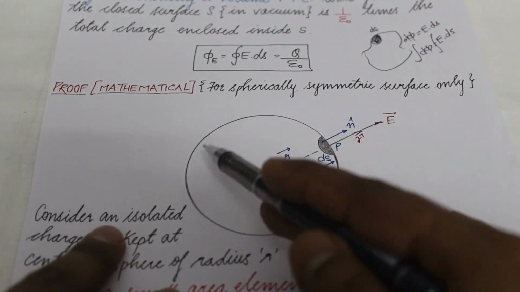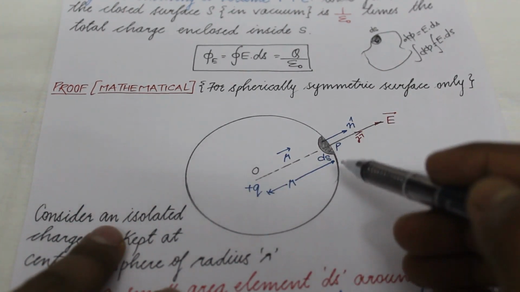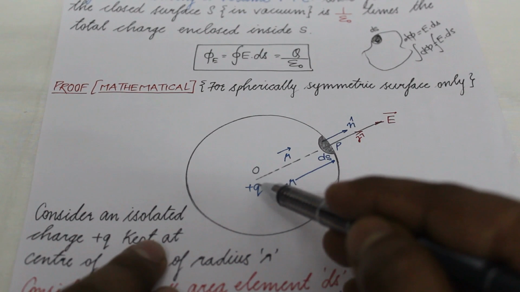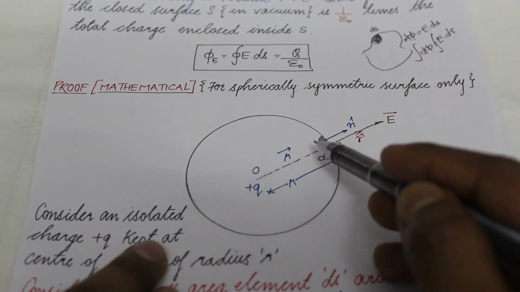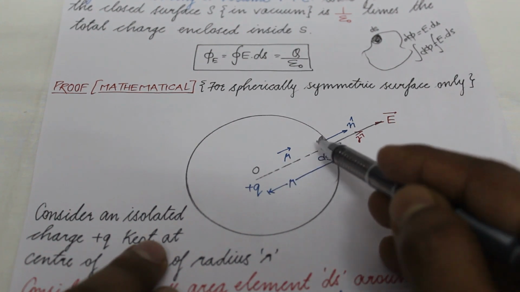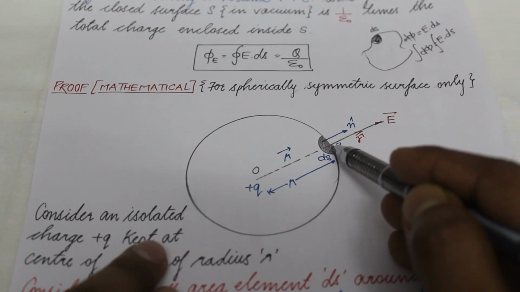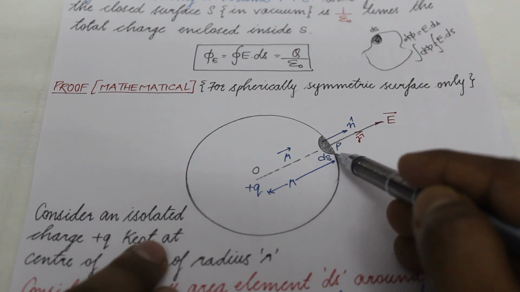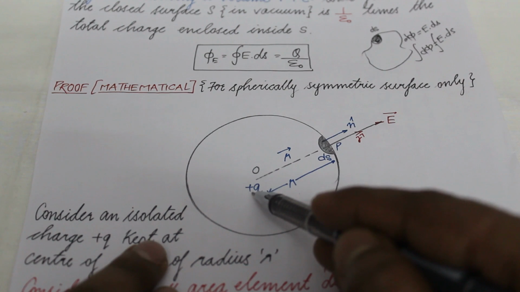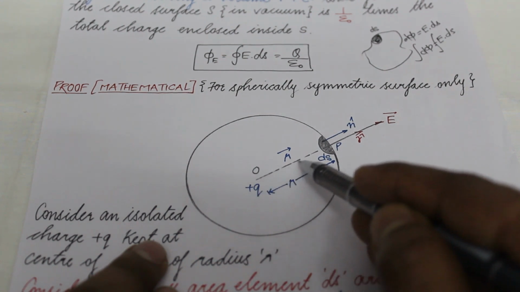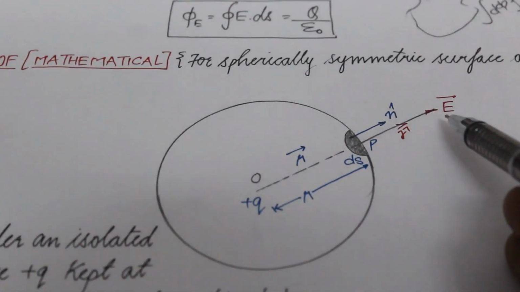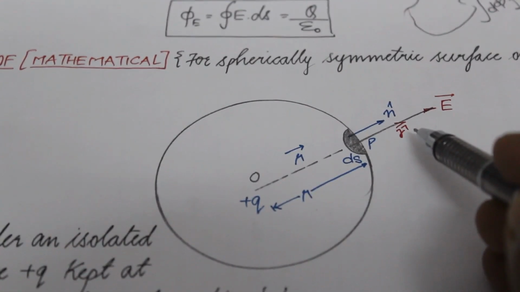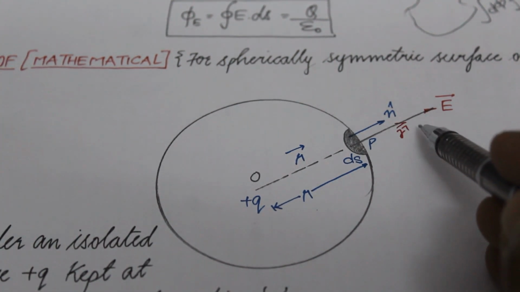Let's say there is a surface or a sphere whose radius is r. We kept a charge plus q at its center. Now we have taken a small area element around point P, which is given by ds. Now as the charge is positive, its electric field will be vertically outward, which is given by plus E vector, and the unit vector along it is taken as r cap.